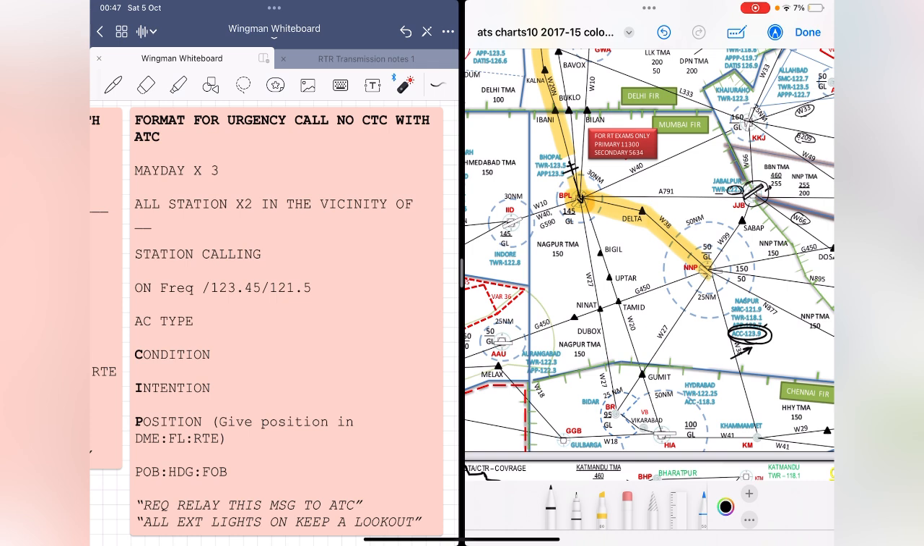The only additional thing you're going to do is, in place of calling a particular station, you'll be calling all the other aircraft in the vicinity. And since you're calling these aircraft, you want to be identified. You'll also mention that all your external lights are on so that they can look out for you. One additional thing you're going to do in your whole Mayday call is request all the aircraft who are listening to relay this to the ATC.